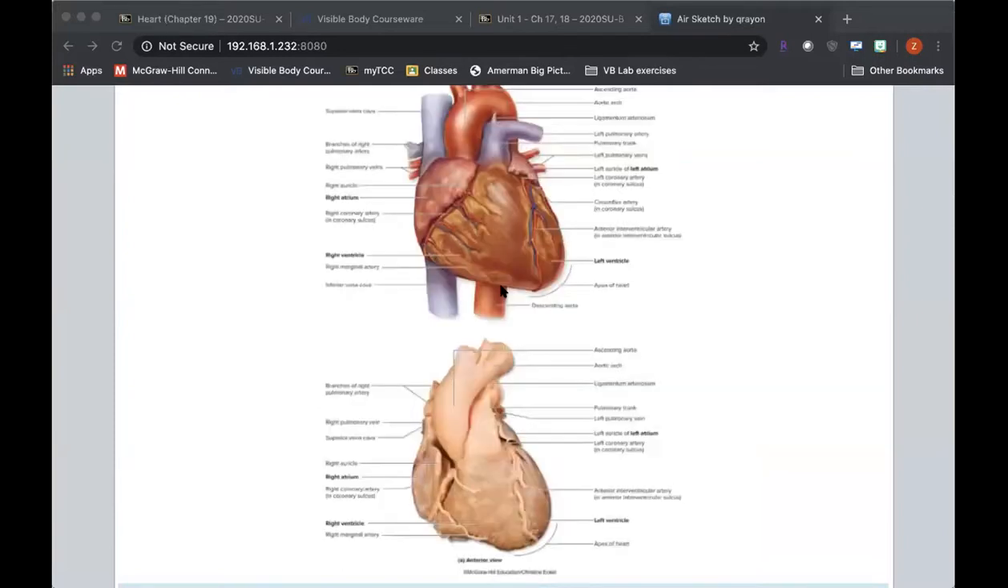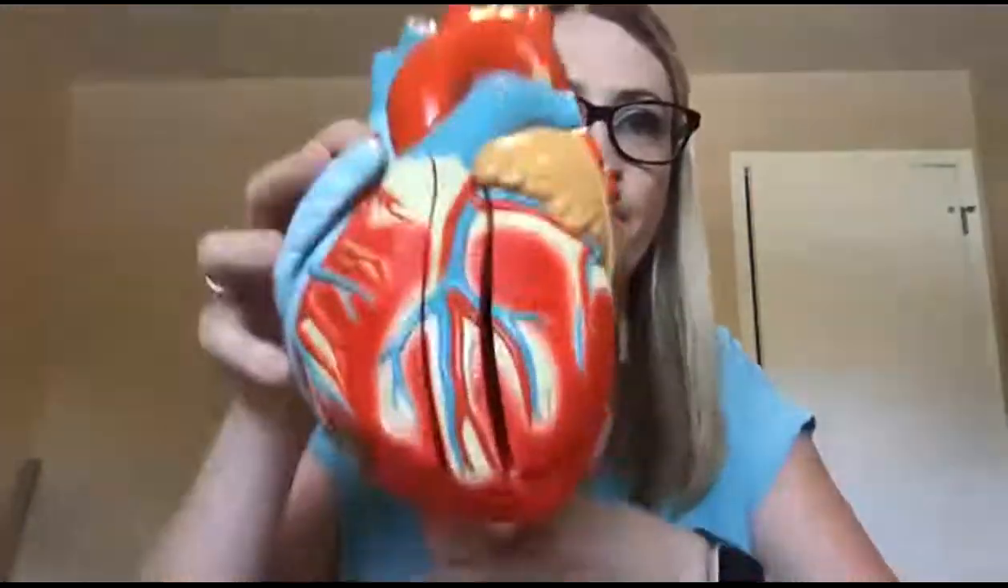So you might want to be looking at this, and I'm going to stop sharing this, and I'm gonna talk about my heart that I have right here. Okay, so all right. So there are some grooves that are found on the surface of the heart, and this is the model of the heart that I have right here.